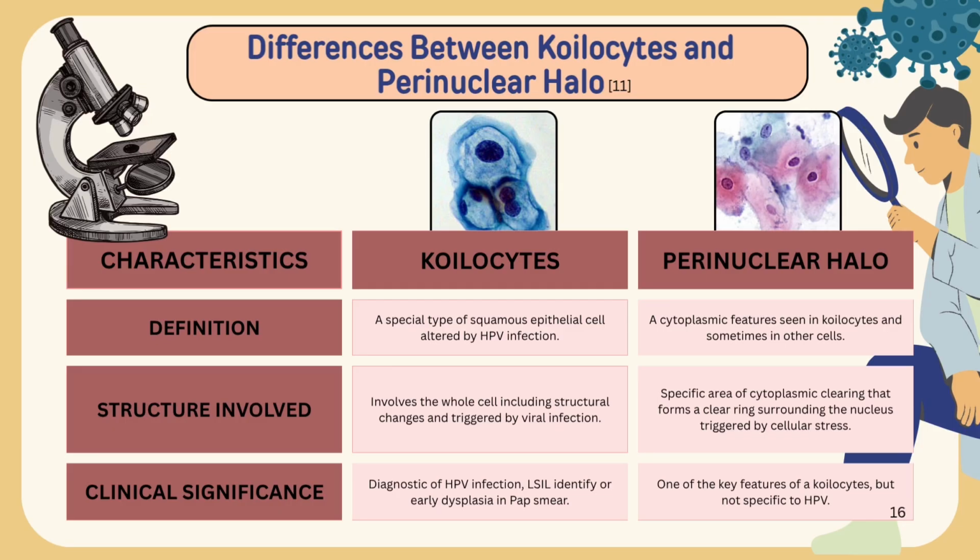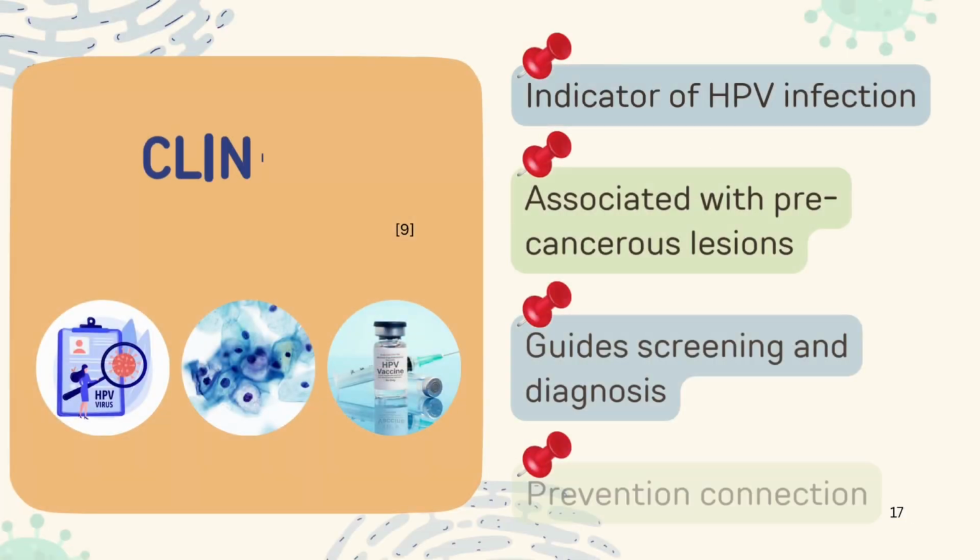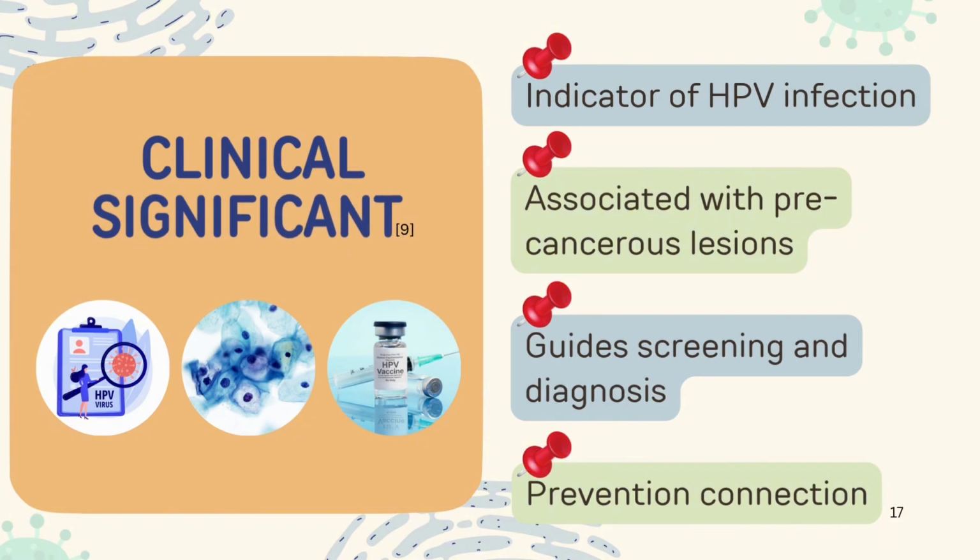Koilocytes can help us to diagnose HPV infection, low-grade lesions, or early dysplasia in a Pap smear, while the perinuclear halo is one of the key features of koilocytes but not specific to HPV. I will continue with the clinical significance of koilocytes.